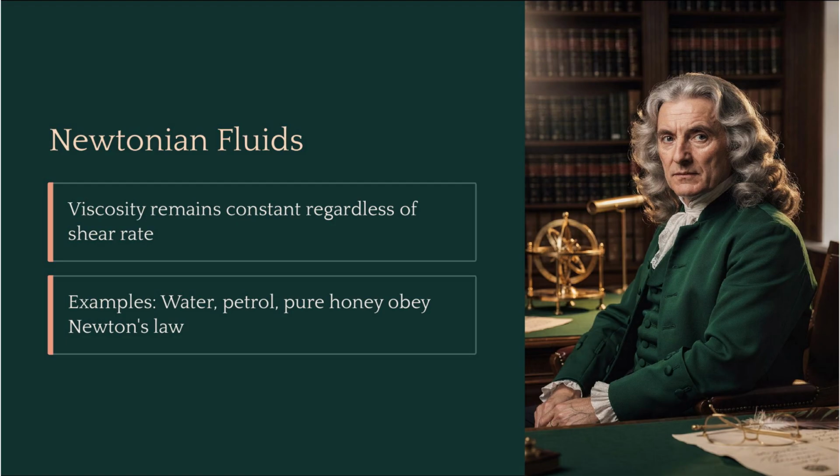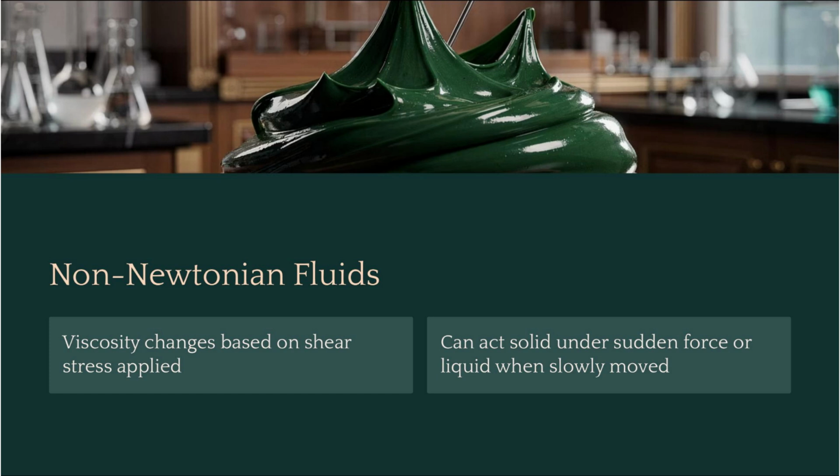But in the world we are entering today, viscosity is a shapeshifter. Non-Newtonian fluids break the rule of stability. For these materials, viscosity is not a constant number. It is a variable that changes based on shear stress. Shear stress is just a fancy term for the force you apply, like stirring, squeezing, or hitting. These fluids can act like a solid under sudden force, or relax into a liquid when slowly moved.